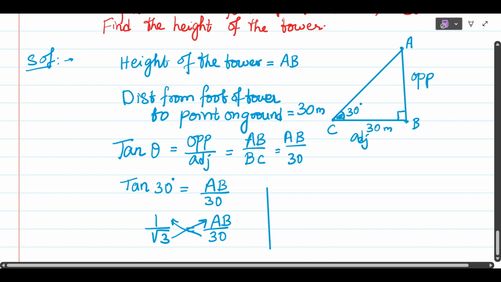So how much will you get? 1 into 30 gives 30, and AB into root 3 gives root 3 into AB. Now transpose the root 3 to the left-hand side. This becomes 30 by root 3 is equal to what is remaining on the RHS? AB is remaining. So you should not stop here.